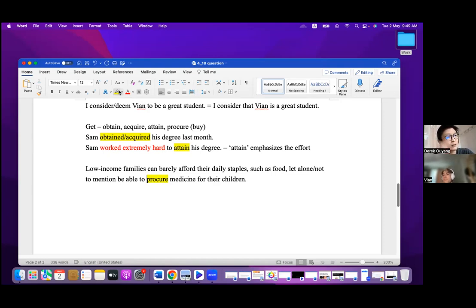But once again, all these words are very formal. So only use them when you are writing or talking about something formal. So for example, don't tell your friend, let's go downstairs to 7-Eleven and procure some ice cream. Don't. It's a very formal word, so don't use that in a very casual way. Understand what I mean? Yes.